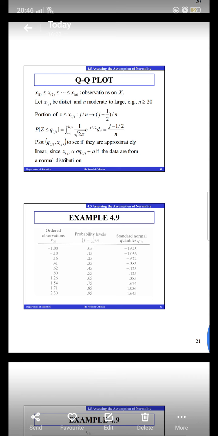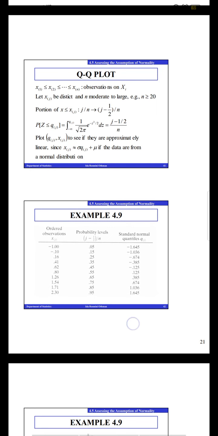Kat sini ianya adalah xj kan. Xj, j tu 1 until n. Okay, so kat sini we have n is 10. So we have x1 sehingga x10. x1 adalah negative 1, x10 adalah 2.3. Itu adalah x. Okay, and then we need to find the probability levels by j minus half divided by n.